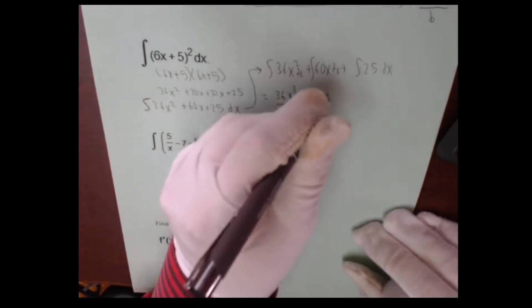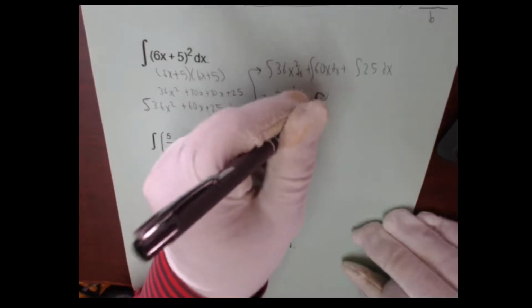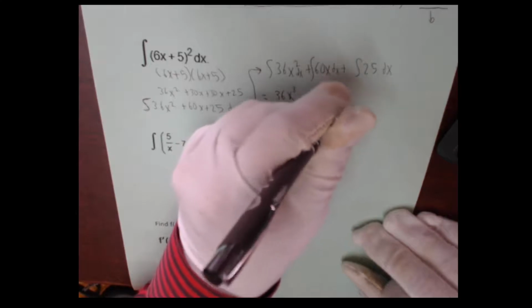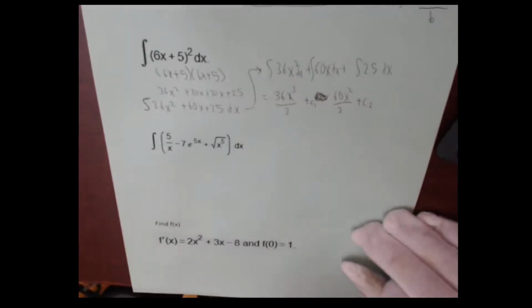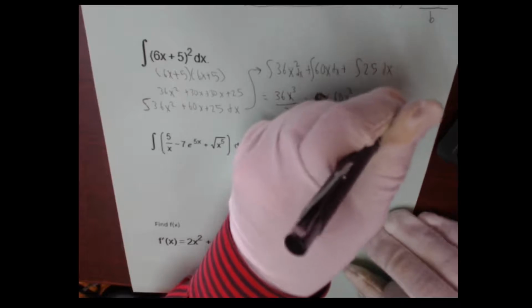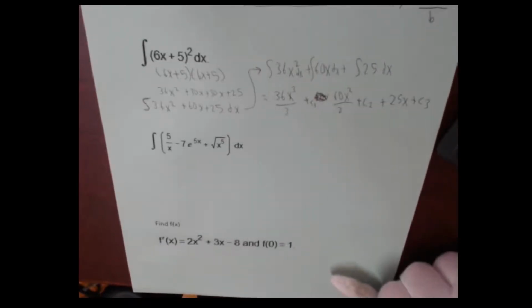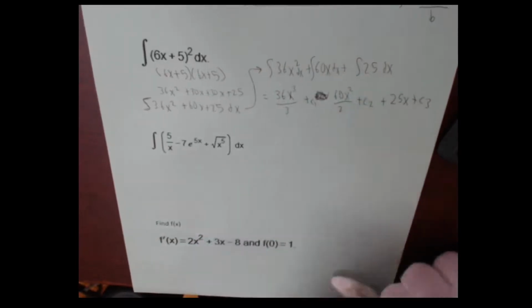Plus 60x. I left off my c, so I'm going to put plus c1. The integral of this next one would be 60x squared over 2 plus c2, because maybe it's a different c. Plus the integral of 25 is 25x plus c3. So notice that if I took the derivative of each one of these, I'd get these answers up here.